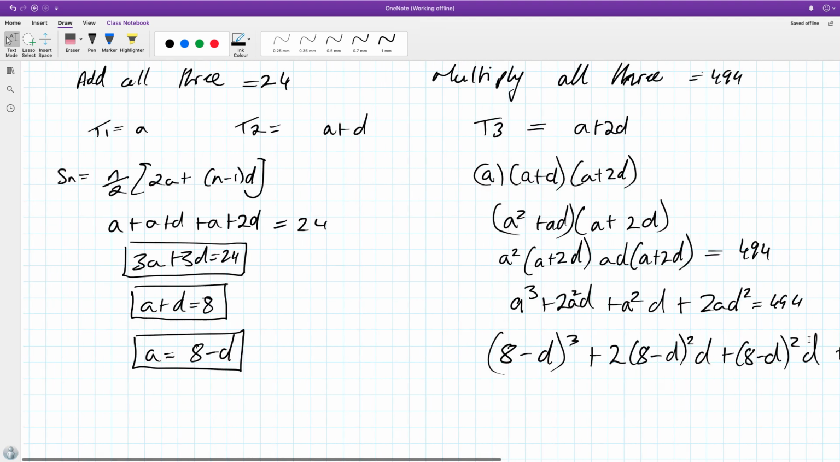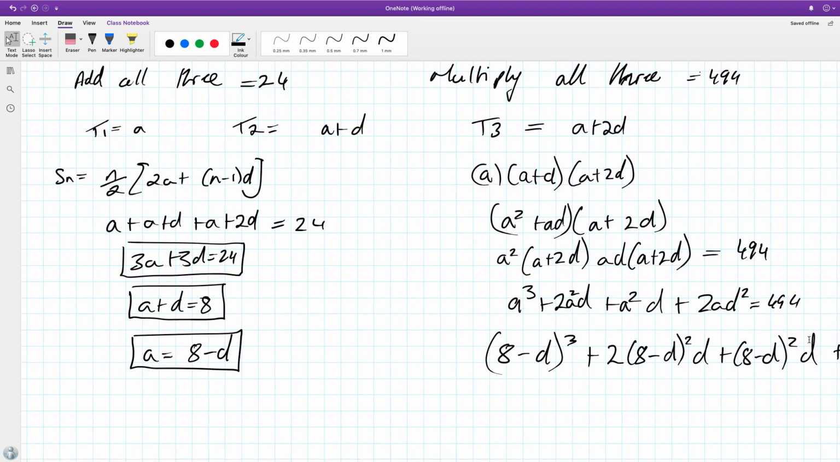I said T1 was A, T2 was A plus D, and T3 was A plus 2D. Anyone know a quicker way we can fire through this? This will give you the right answer, but it's all about saving you time. That's going to take you probably an extra 7 or 8 minutes now to get through that and get it down right, get D, and then sub it back in and get A. Anyone know how we could have made that equation easier?